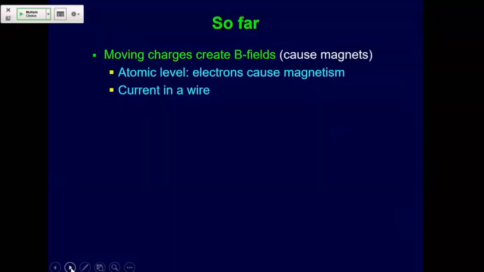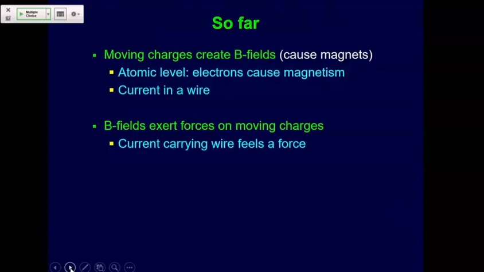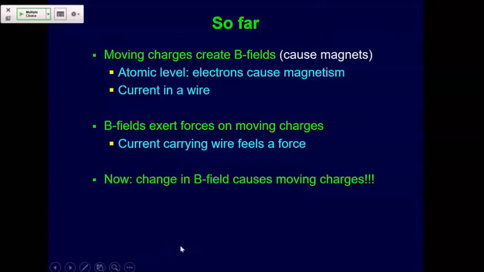All right, so far we've done a couple of things. We've talked about how moving charges create magnetic fields. We looked at the atomic level a little bit, also currents in a wire. And we looked at how B fields exert forces on moving charges, so a current-carrying wire feels a force. So charges and magnetic fields seem to be intertwined. And now we're going to complete everything and show a pretty important thing: that a change in a magnetic field causes moving charges. So sort of completing this circle.